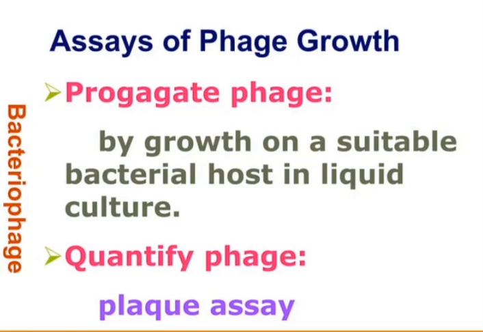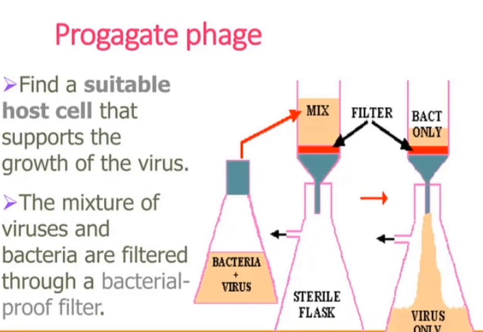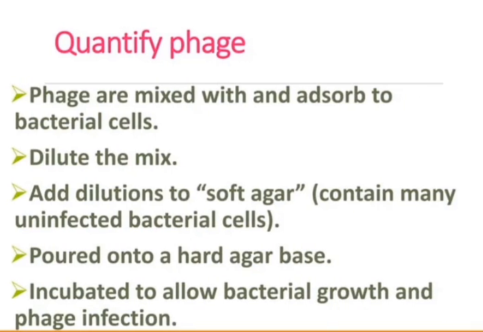Assays of phage growth. Propagate phage by growth on a suitable bacterial host in liquid culture. Quantify phage, plaque assay. Propagate phage: find a suitable host cell that supports the growth of the virus. The mixture of the viruses and the bacteria is filtered through a bacteria-proof filter. Quantify phage: phages are mixed with and adsorbed to the bacterial cells. They make dilutions and add them to soft agar containing many uninfected bacterial cells.